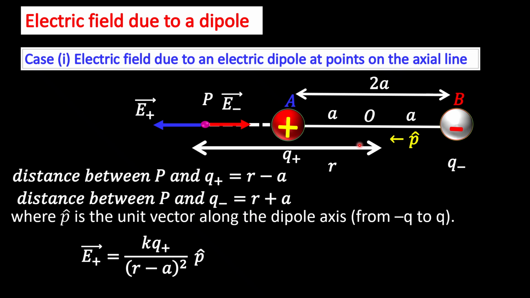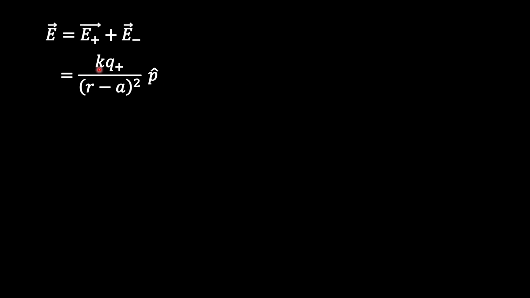Similarly, we calculate the electric field vector at point P due to the Q minus charge, that is the negative charge. So E minus vector is equal to minus K into Q minus divided by r plus a whole square into p cap. Next, we have to add these two values, where Q plus is the unit positive charge, Q minus is the unit negative charge.